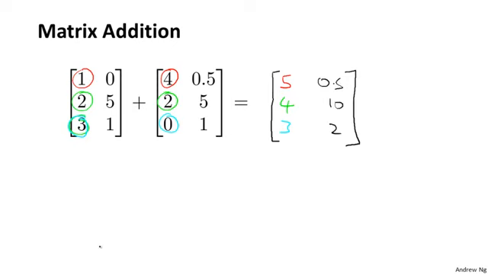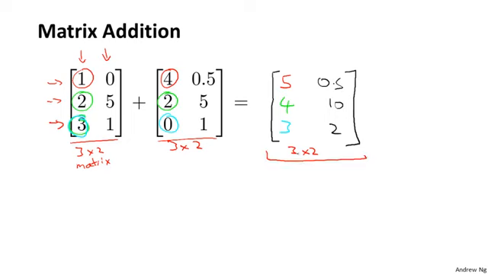And it turns out you can add only two matrices that are of the same dimension. So this example is a 3 by 2 matrix because this has 3 rows and 2 columns. This is also a 3 by 2 matrix, and the result of adding these two matrices is a 3 by 2 matrix again. So you can only add matrices of the same dimension, and the result will be another matrix that's of the same dimension as the ones you just added.